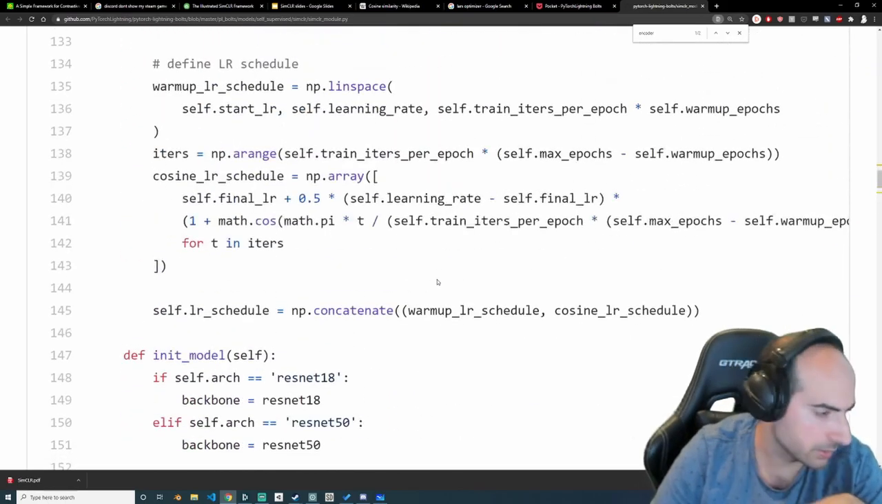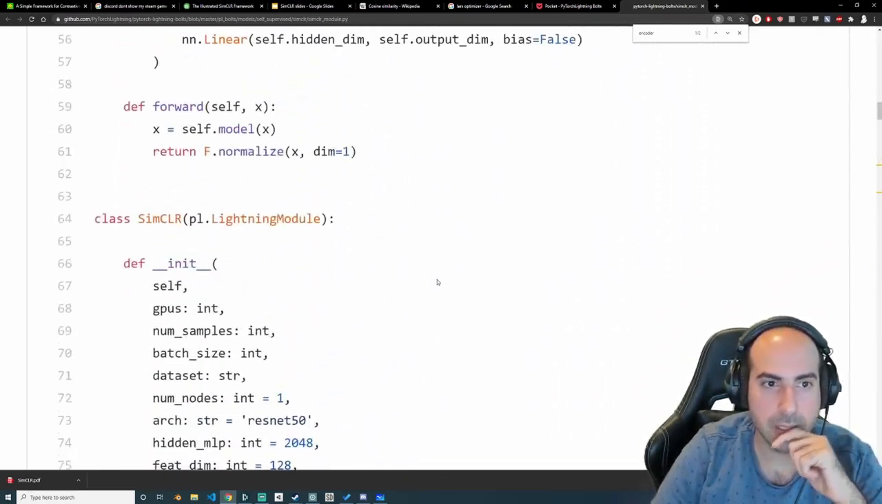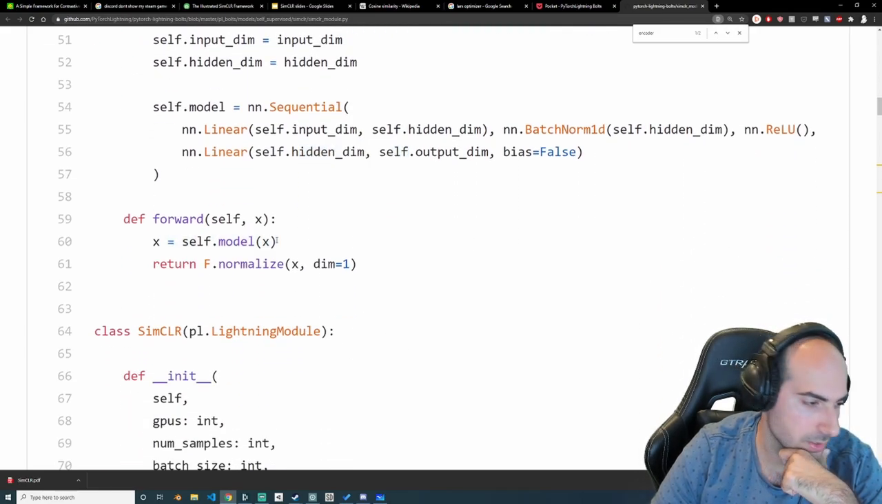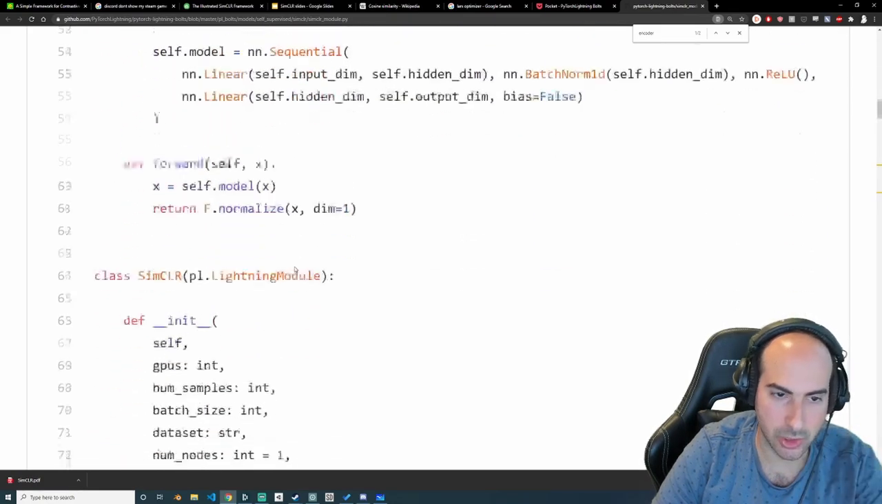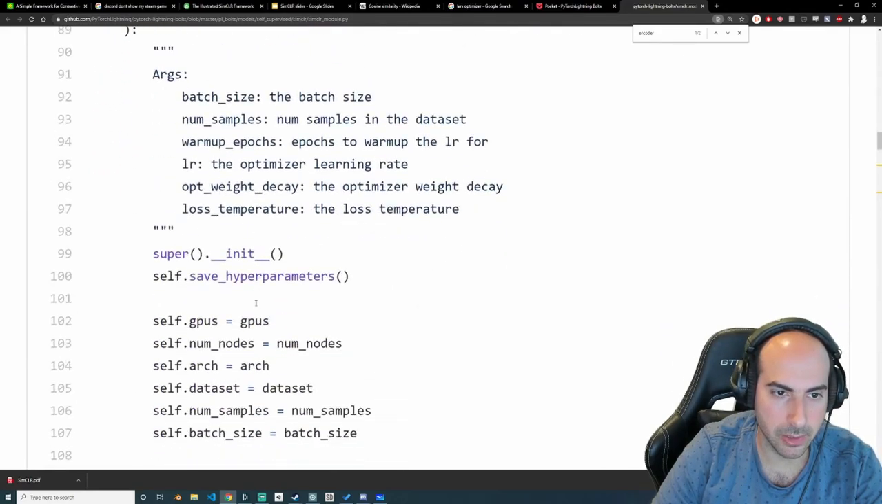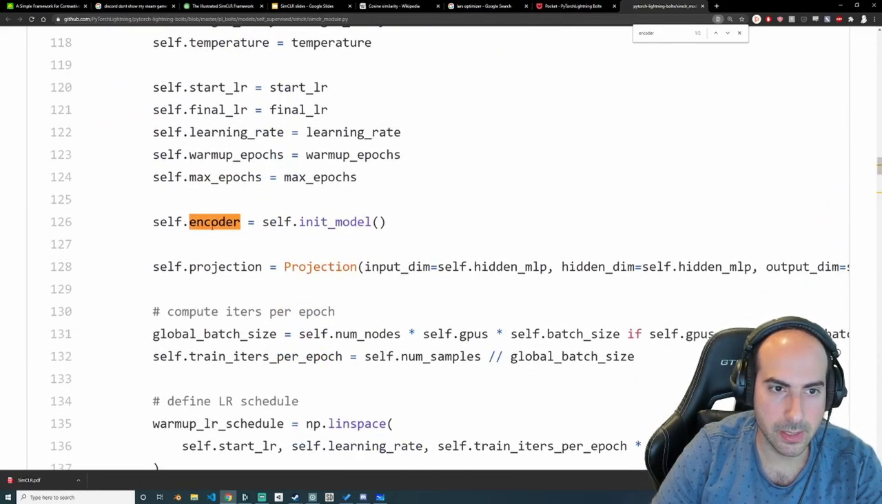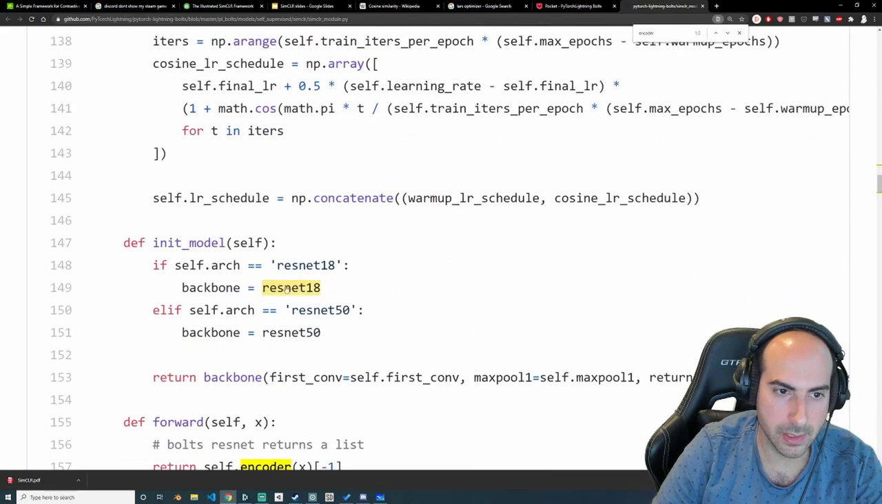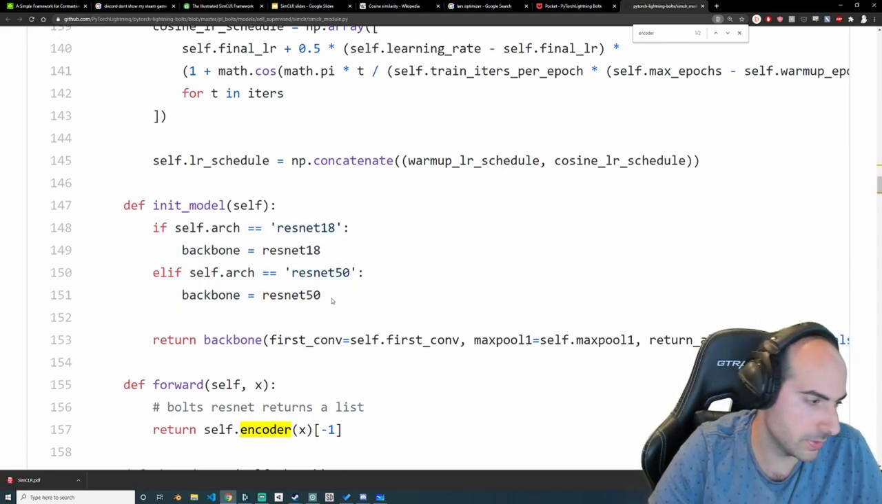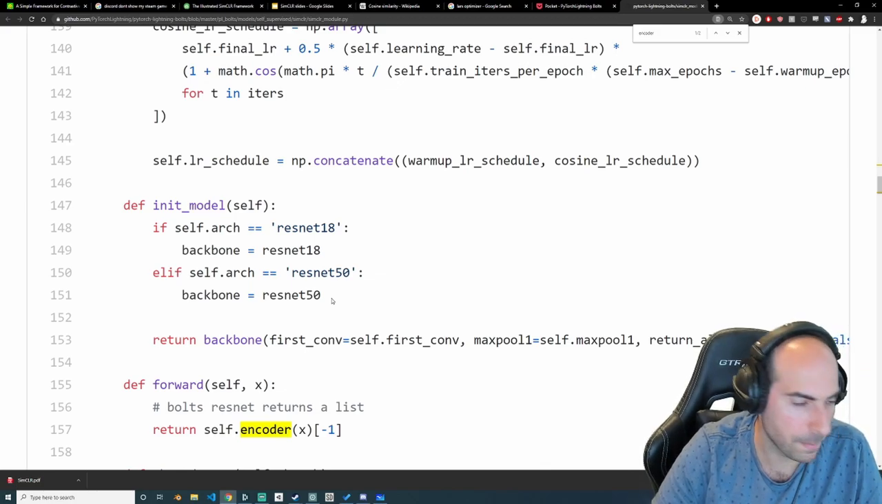I'm going to discuss this again because it was very zoomed out. Like I said before, we have this projection layer, and the only thing it's doing is a linear layer with a batch norm, then a ReLU, and then another linear layer. Then it just does a forward pass. That is what the projection step is. However, if you look at this part of the model, the actual SimCLR module, first it's initializing an encoder. If you look at this init function, it's basically saying, give me the output of the last layer of ResNet, and this could be ResNet 18 or 50 depending on what arguments you pass.